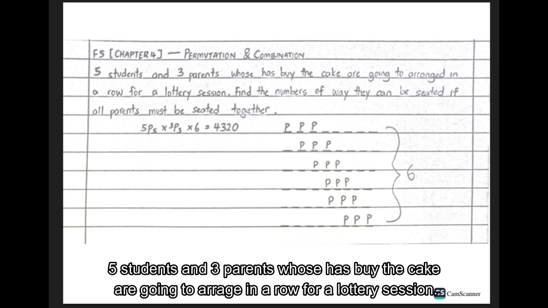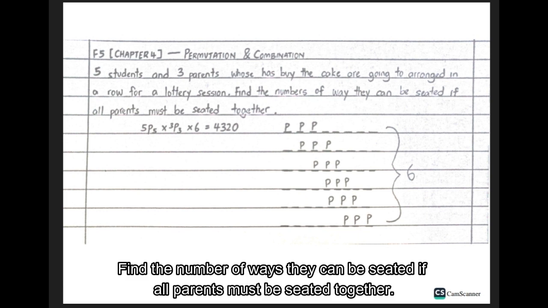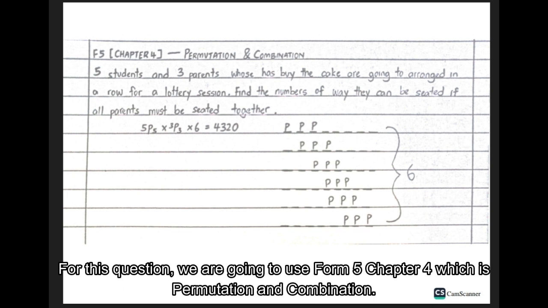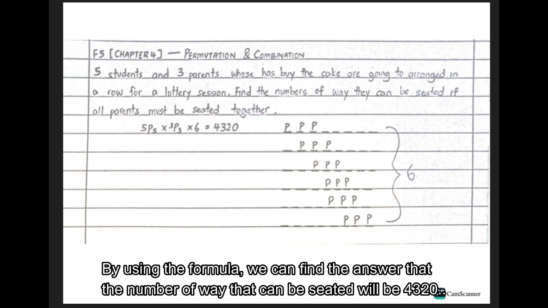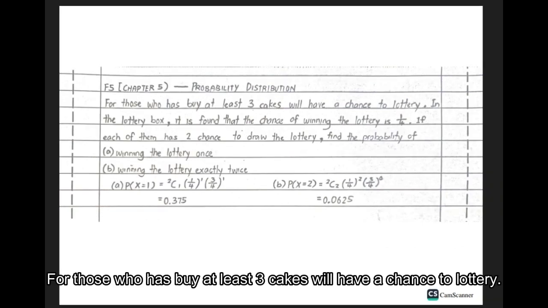5 students and 3 parents who have bought the cake are going to arrange in a row for a lottery session. Find the number of ways they can be seated if all parents must be seated together. For this question, we are going to use Form 5 Chapter 4, which is permutation and combination. By using the formula, we can find that the number of ways they can be seated will be 4,320.